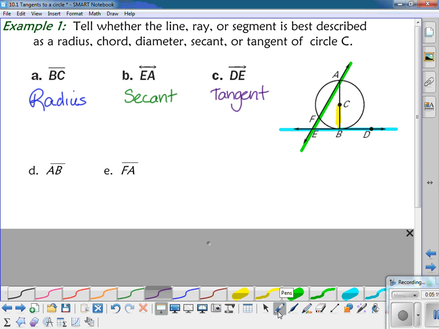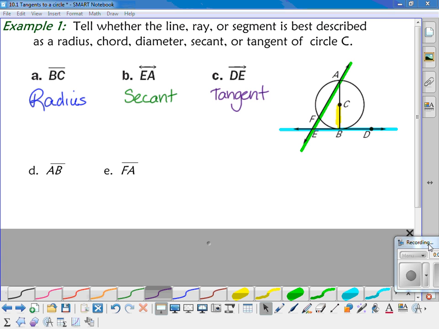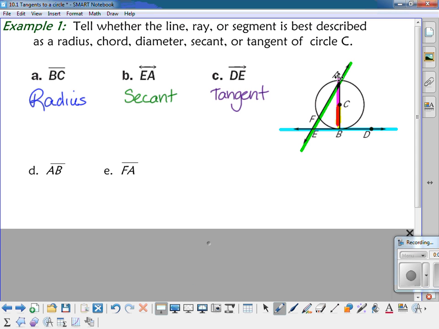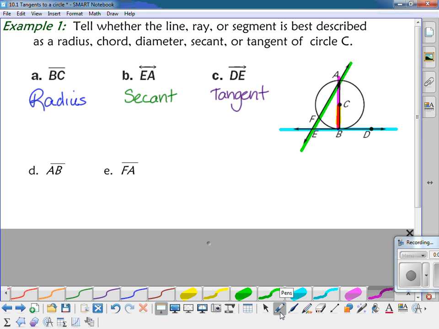All right, next one they gave us was, I need to go further here. AB. So what's AB, Mackenzie? Yes, it is.